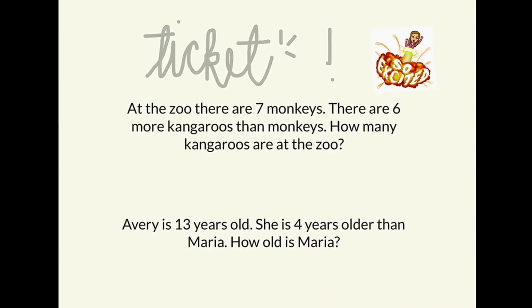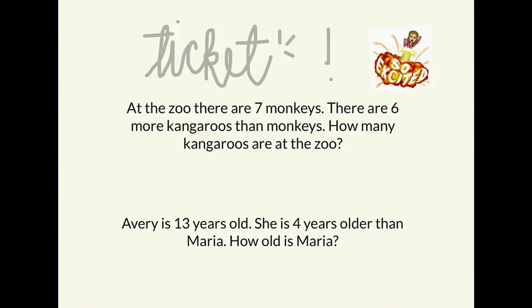Now it's time for you to try this skill on your own with our handy dandy ticket. Today you will have 2 questions to answer, number 1 located here and number 2 just below it. I'll read these questions aloud to you and talk a little bit about what I'd like to see for your work. Number 1 says, at the zoo, there are 7 monkeys. There are 6 more kangaroos than monkeys. How many kangaroos are at the zoo?